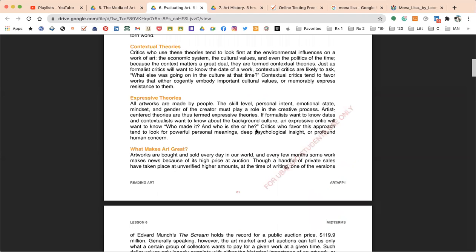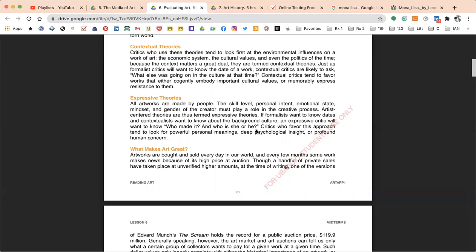For expressive theories, on the other hand, this is about skill level, personal intent, emotional state, mindset, and the gender of the creator. So when you talk about expressive theories, what are the individual or personal motivations of an artist in creating this piece of artwork?